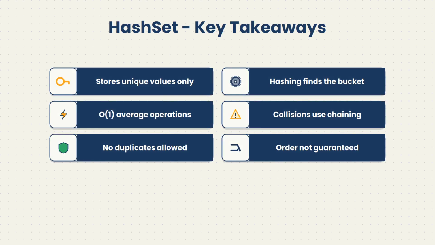So, a hash set stores unique values and lets you check membership almost instantly. It uses hashing internally, performs well in most cases, and is perfect for removing duplicates. Just remember, no duplicates, no guaranteed order. And for your own objects, define equals and hash code.